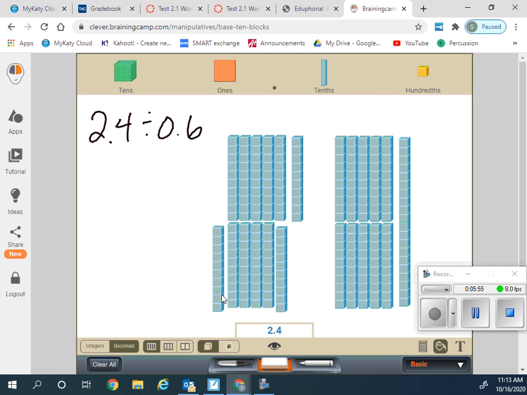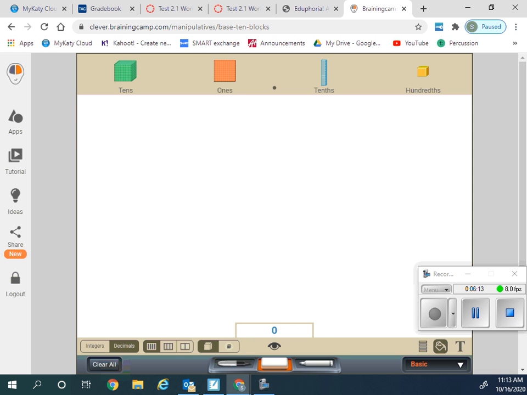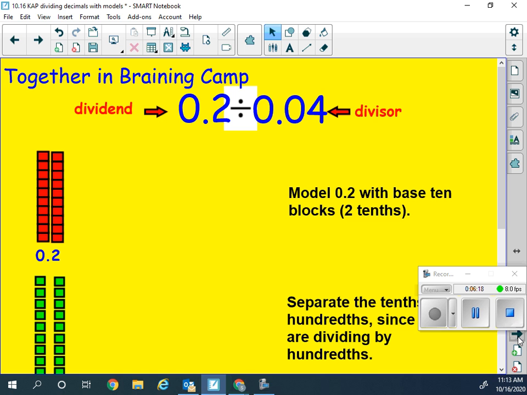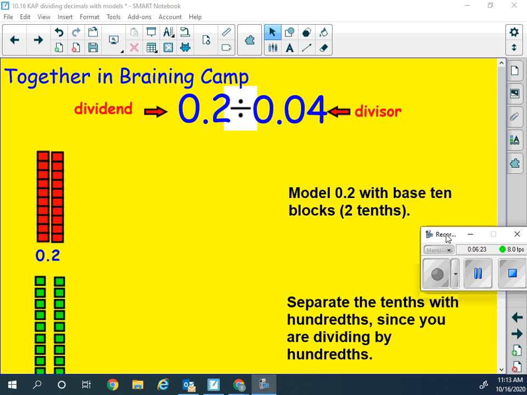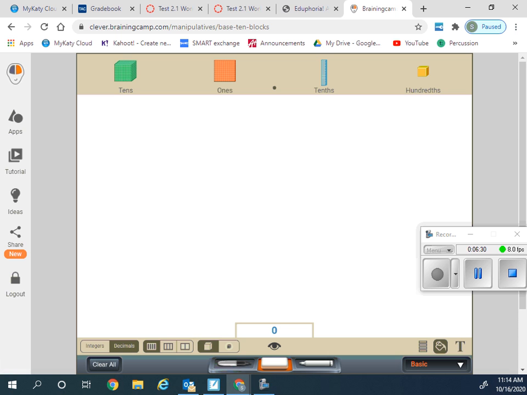How many groups do you guys see? Right? There's just 4 groups. So it equals 4. Okay? How are we doing? Okay, so like we talked a little bit yesterday about modeling with multiplication, today we're talking about modeling with division. All right? You're right. And we're going to talk about that in a little bit. All right, so this time we've got 0.2 divided by 0.04. Okay, 0.2 divided by 0.04.